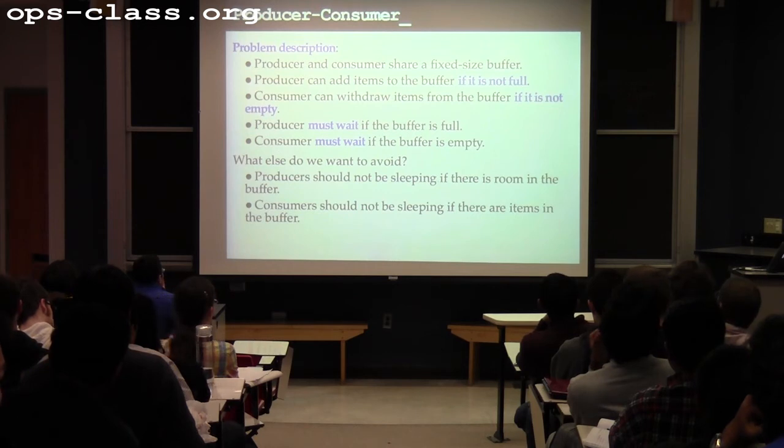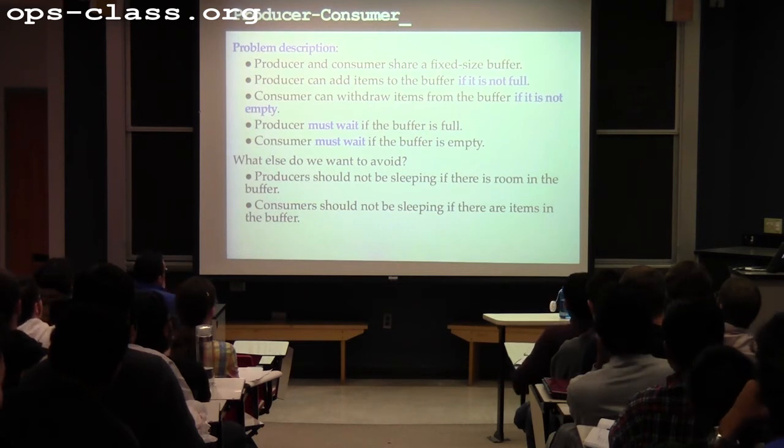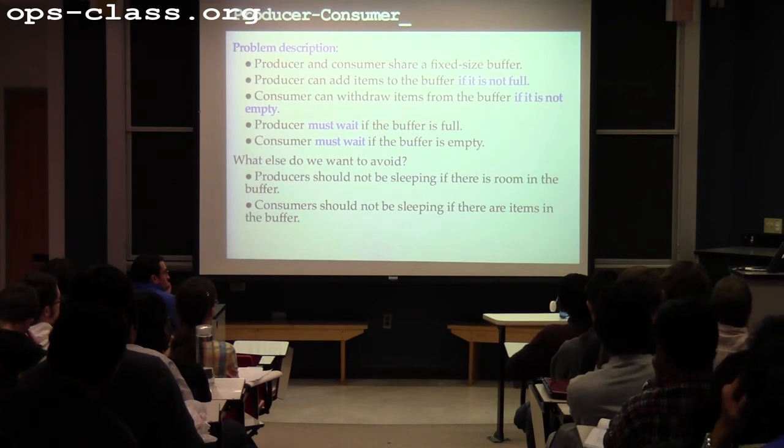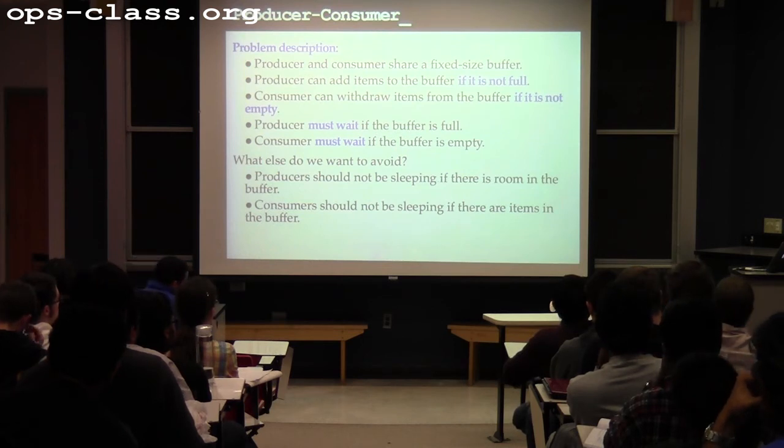So the shared state here is this fixed size buffer. Producers obviously can add items to the buffer if there's space. And consumers can withdraw items if there are items to withdraw, right? If a producer tries to produce into a buffer that's full, it has to wait until there's space. And consumers must wait. They could certainly sit there spinning, trying to find something, but you might as well let them wait until there's items in the buffer to consume, right?